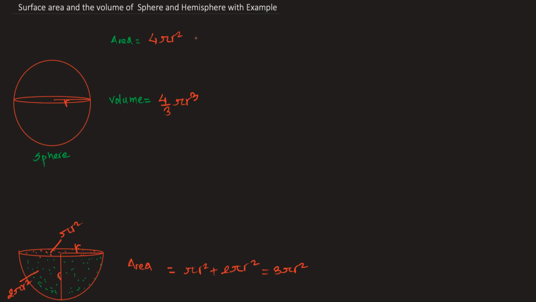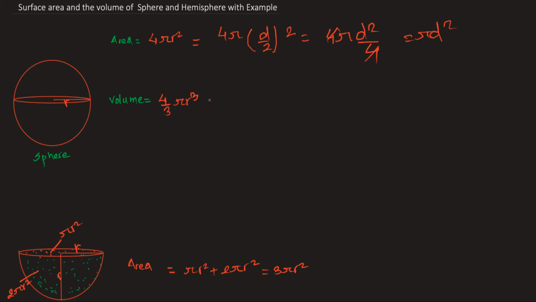If we want it in terms of d, we can get 4 pi, as radius is half the diameter, d over 2 square. So in this way we get 4 pi d square over 4, so we got pi d square.